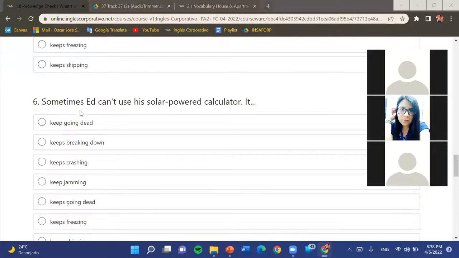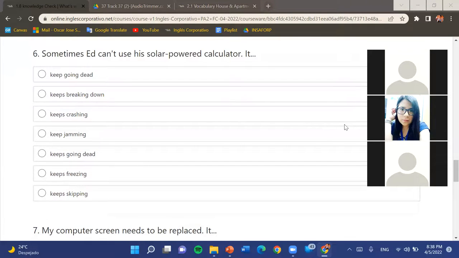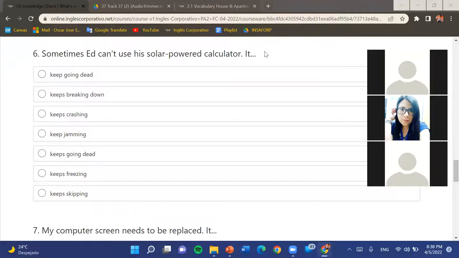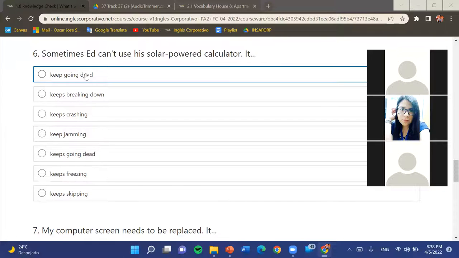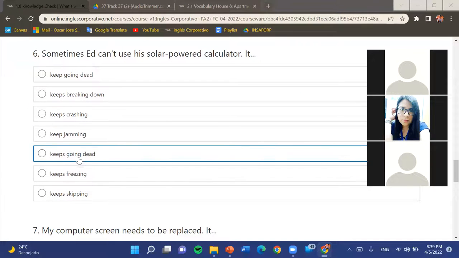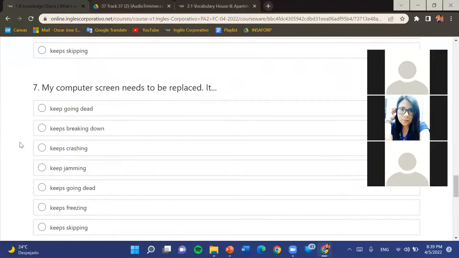Number six. Sometimes Ed can't use his solar power calculator. It, Daniel, what does the calculator do? What do you think the calculator is doing? It keeps going there. All right. The only thing is, we need one with keeps. Sí, una que tenga keeps. Esa, keeps going there. Oh, keeps going dead. This one over here. All right, keeps going dead. Thank you. Great.